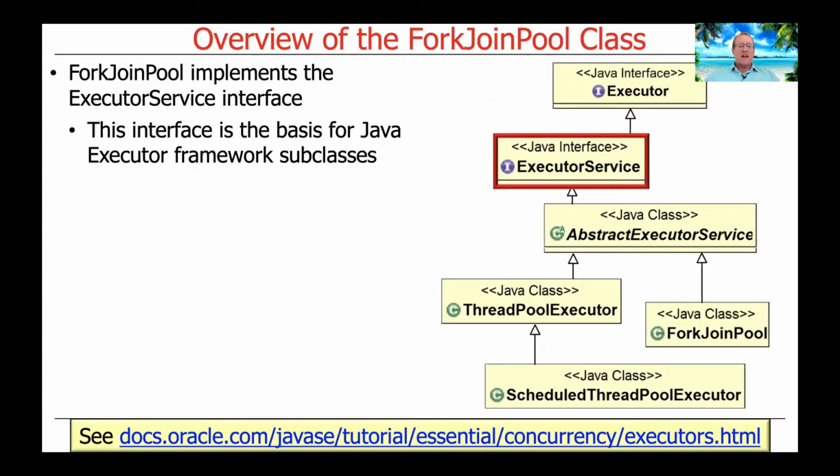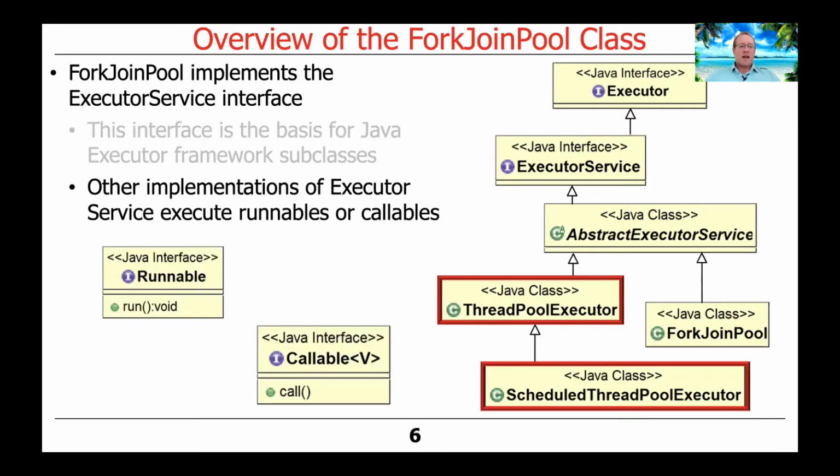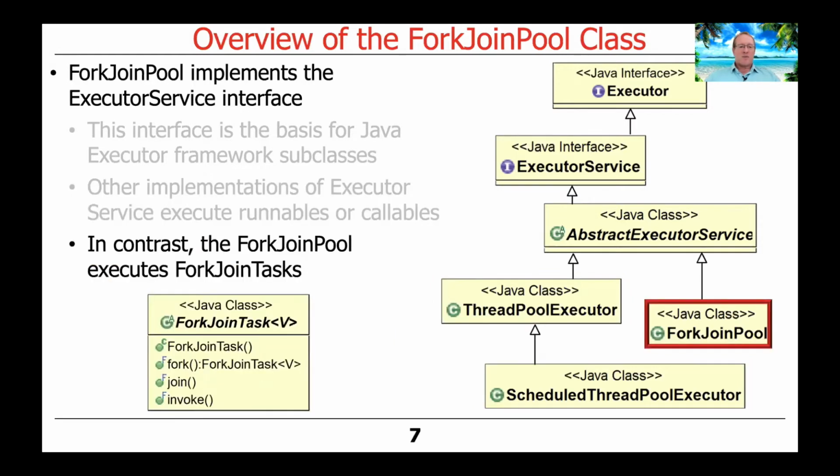The executor service interface is the basis for a whole pile of subclasses in the Java executor framework. As you can see here, executor service, which is going to extend the executor interface, is then also used with the abstract executor service, the thread pool executor, fork join pool, scheduled thread pool executor, and so on. And we'll see that some of the other implementations of the executor service can be used to execute runnables or callables. If you recall, for example, the executor interface is used to process runnables. The executor service is used to process callables or runnables, and so on and so forth.